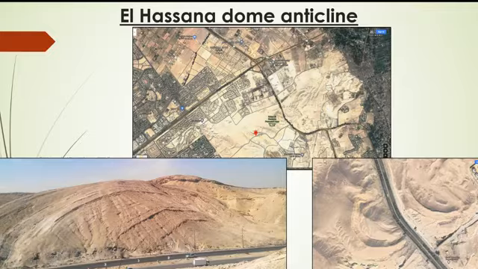The Hassana Dome is located along the Cairo-Alexandria Desert Road. If you are going from Cairo to Alexandria, you will start with the Hassana Dome and the Abu Rawash. The Hassana Dome is here on the left of the Alexandria Road, and this is the whole area of the Hassana Dome Abu Rawash, and that's the Hassana Dome anticline. That's an overview of the Hassana Dome anticline. This is a closer view from Google Earth of the Hassana Dome and the Hassana anticline, and that's the Cairo-Alexandria Desert Road.